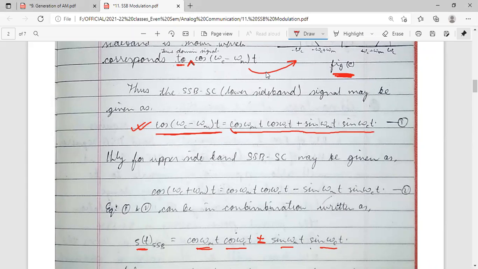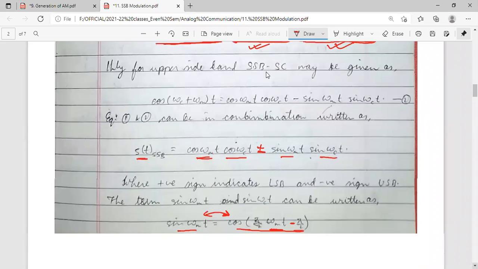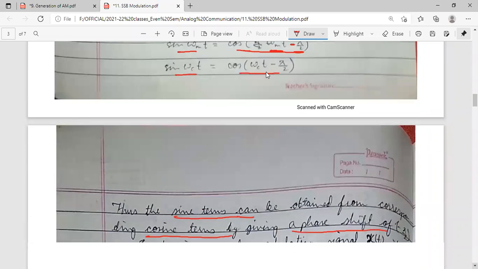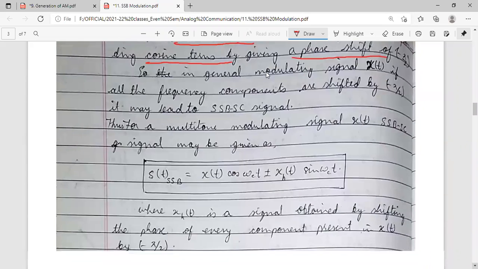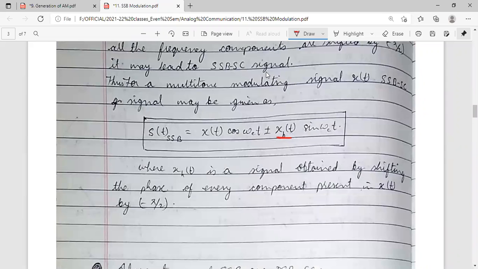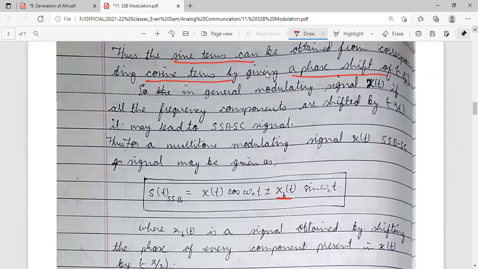Now if we have only this term, then we can generate this part just by giving a phase shift to this part. If a 90 degree phase shift is given to this part, then we will get this term. This is represented as x of ht. So what is this here?